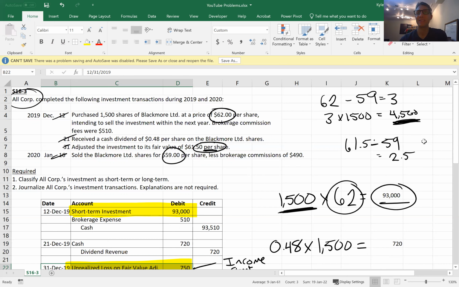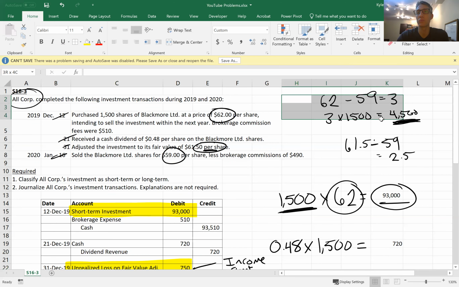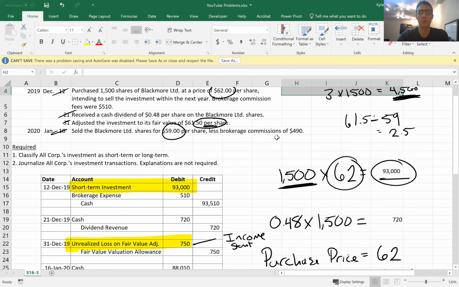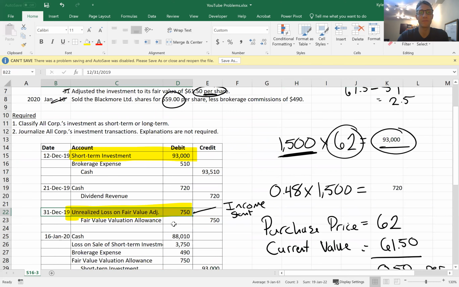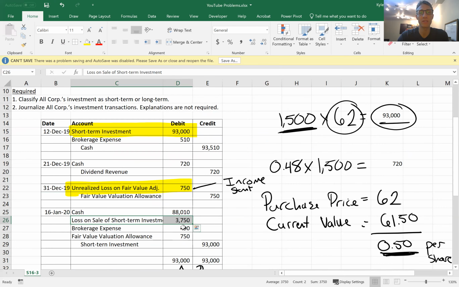Remember, part of the income statement is that we recognize revenues and expenses in the period they are incurred, or in the period revenue is earned, or the period the expense was incurred. So losses and gains should follow that general rule as well, right? It stands to reason. So what we did is we recognized $750 as a loss on the income statement in 2019 because the shares dropped in price by that amount in 2019. And then in 2020, a loss of $3,750. And that's in the 2020 income statement because that loss occurred in 2020.